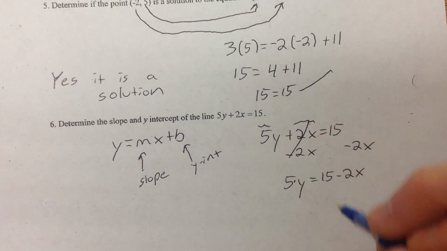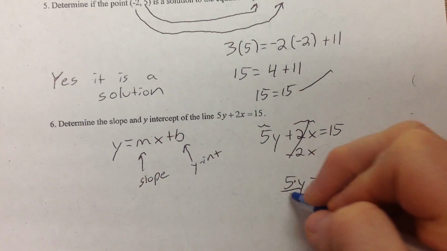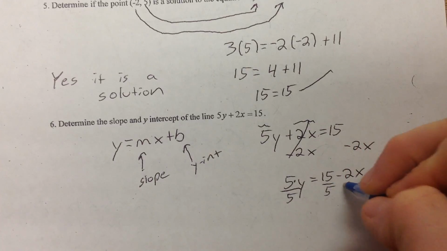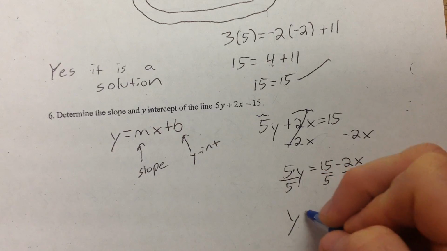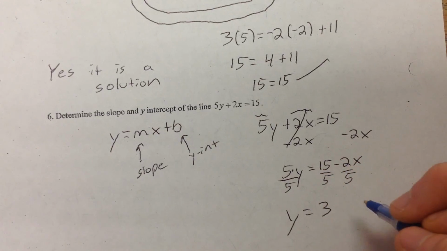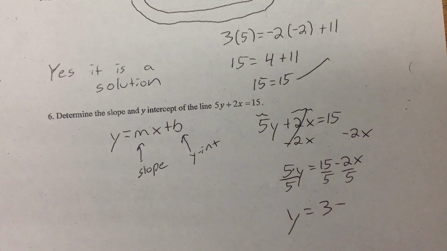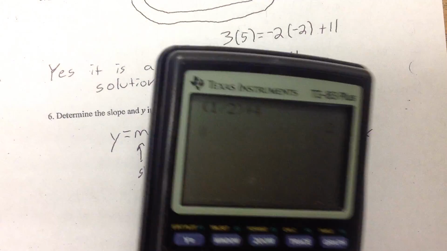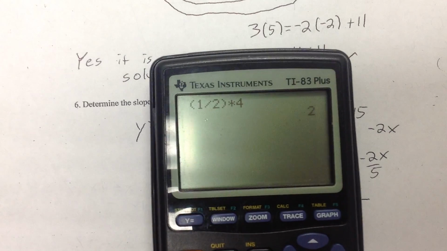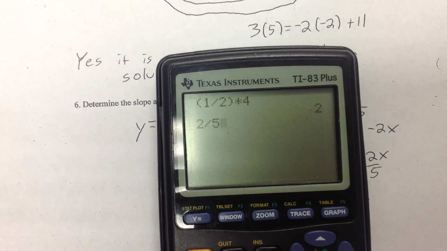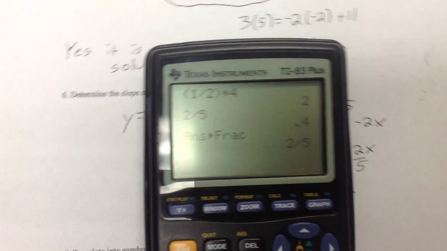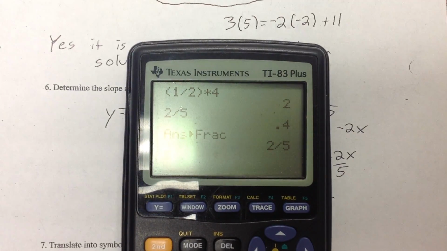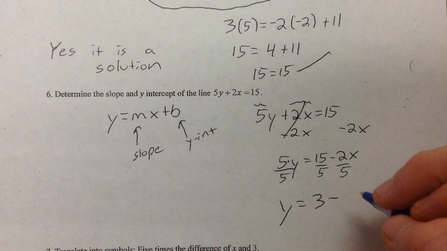This is 5 times y, so the opposite of multiplying by 5 is dividing by 5, and we have to do that to everything. So it becomes y equals 3. And then if we do 2 divided by 5 on the calculator, all right, 2 divided by 5 is going to give us 0.4. And then if we math frac that, it's just going to go right back to being 2/5. Okay, so it's just going to be 2 over 5, or 2/5 x.